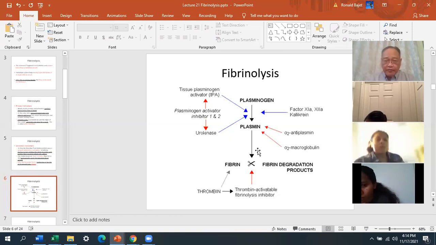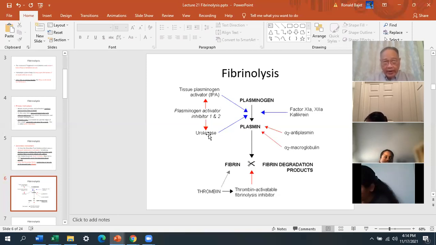This is fibrinolysis right here, okay? These three things. These components here will either activate it or inhibit it. So the arrows that are in blue are activators. So for example, TPA, or tissue plasminogen activator, will activate plasmin. So this will facilitate the fibrinolysis to take place. Urokinase, it's blue, so it activates fibrinolysis.